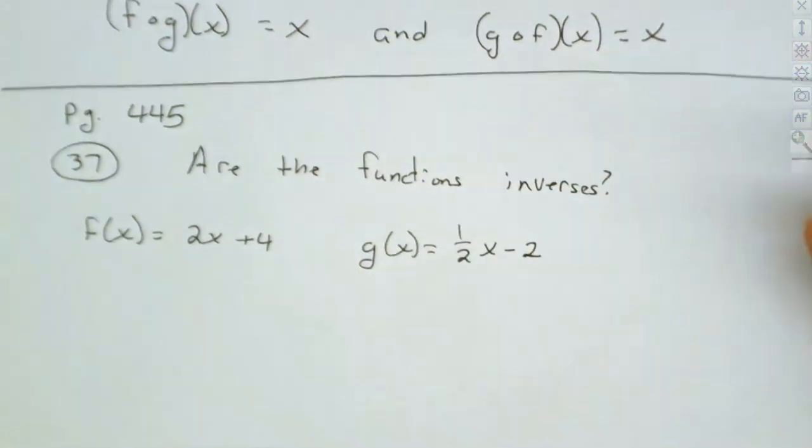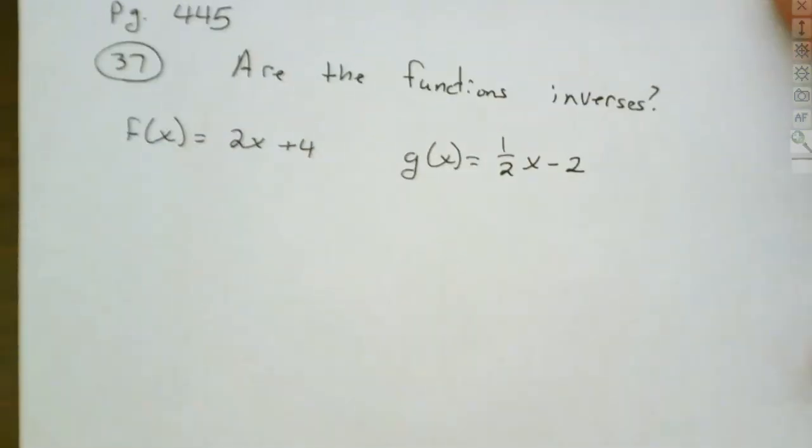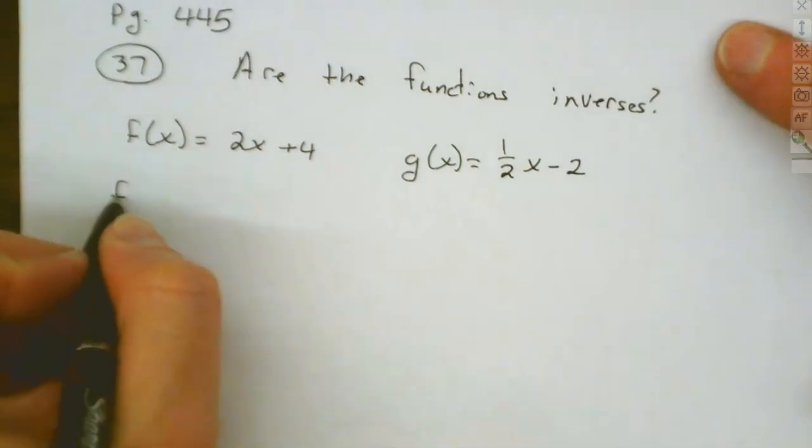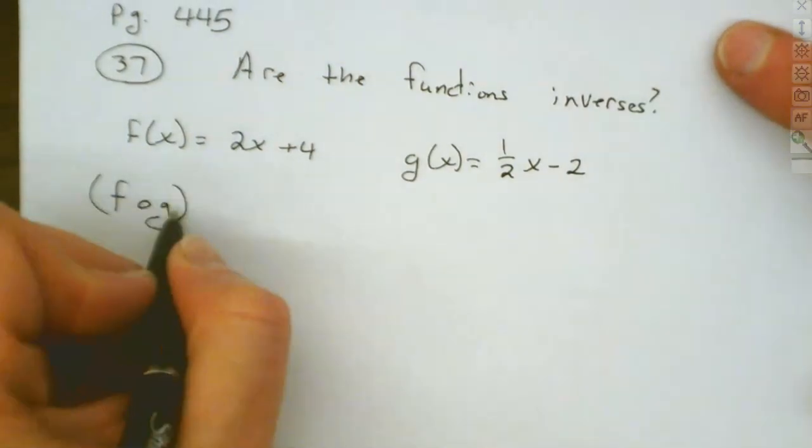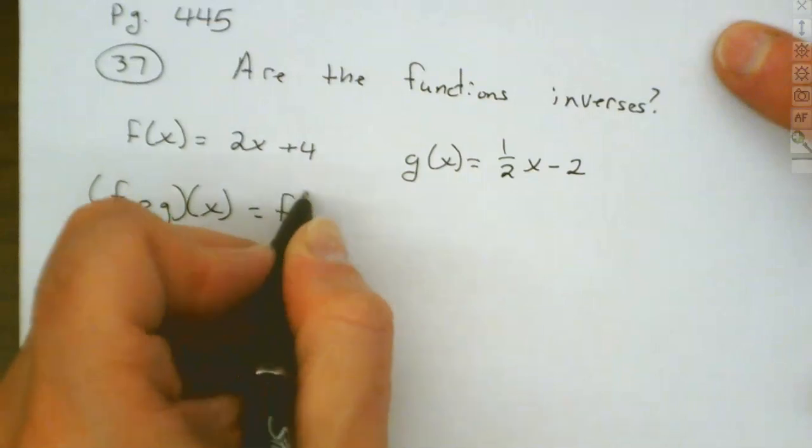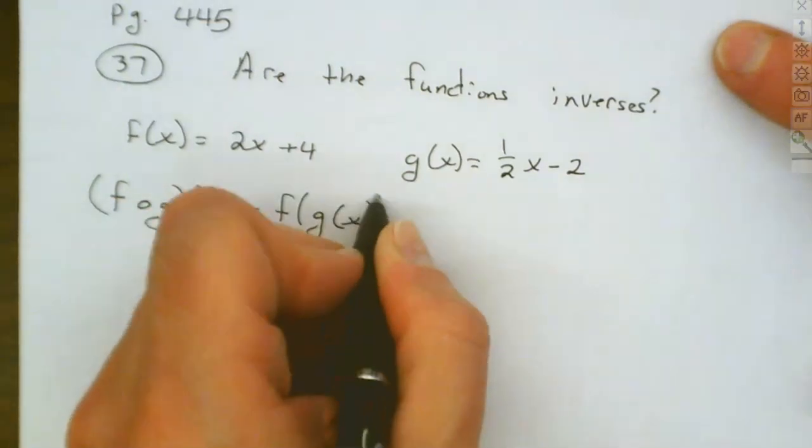Okay, well, if they are inverses, what should they do? When we compose these together, they should do what? They should come out to be X. If they come out to be X, then they are inverses. Okay, so let's go ahead now and see if these are inverses. And they should be, but we're going to check. We're going to take F composed with G of X. So that is F of G of X.